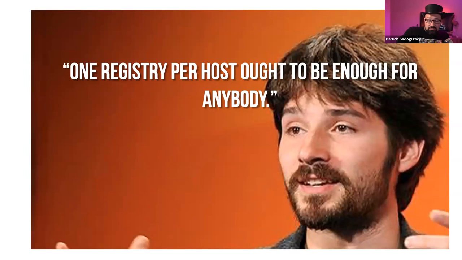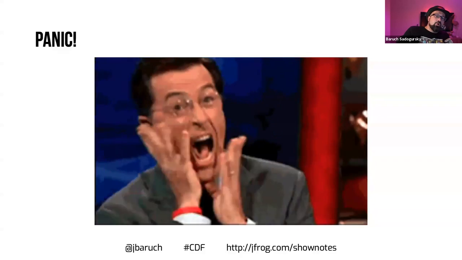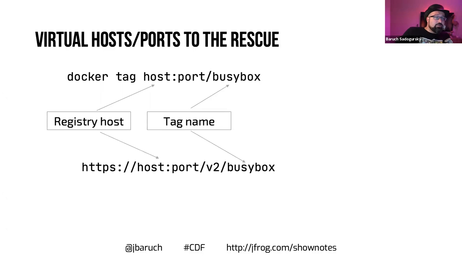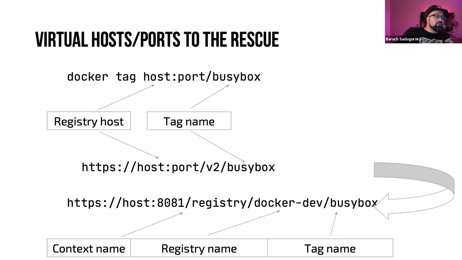It's a good question. We can say, well, it's probably not possible. Let's go to other solutions. Or we can use stuff like URL rewriting by using virtual hosts and virtual ports. So basically what we try is to use this standard of host, port, Docker image name, that translates to this URL when we talk about the protocol to actually support this. Then we'll have registry name and only that tag name.